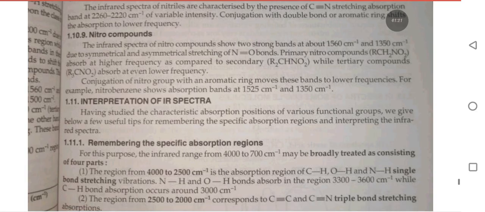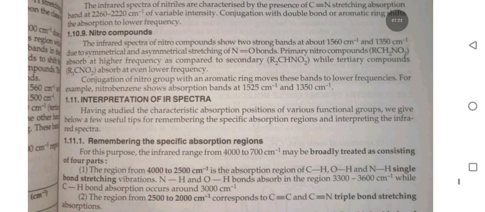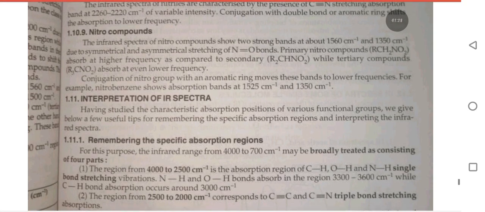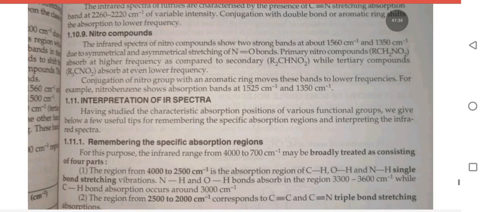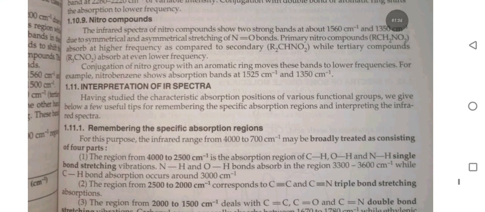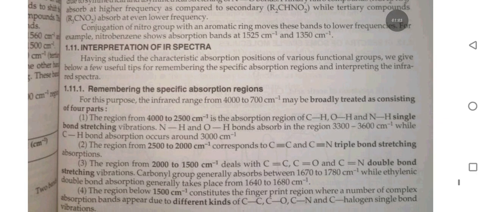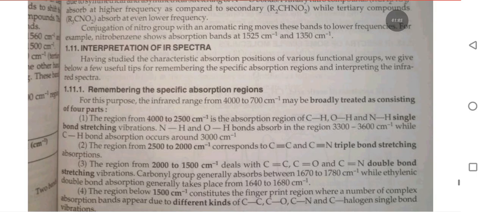Interpretation of IR spectra. Having studied the characteristic absorption positions of various functional groups, we give below a few useful tips for remembering the specific absorption regions and interpreting the infrared spectra. Remembering the specific absorption regions: for this purpose, the infrared range from 4000 to 700 cm⁻¹ may be broadly treated as consisting of four parts.